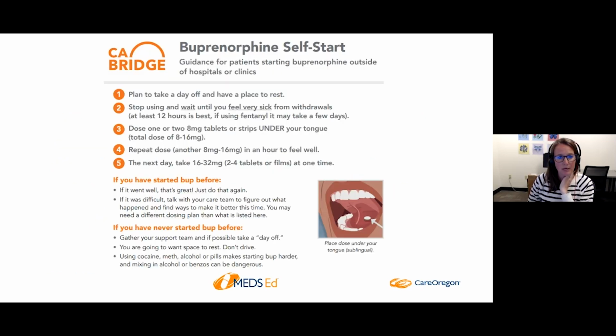California Bridge, if you guys don't know about it, it's a great resource for all things buprenorphine related. Their bread and butter is the ED, and so a lot of their dosing strategies are based in the ED patient population, but they're starting to expand and add more for outpatient and inpatient. They have a lot of really good resources and even patient-facing resources if you wanted to check them out. This is their self-start guide for a high dose, essentially.